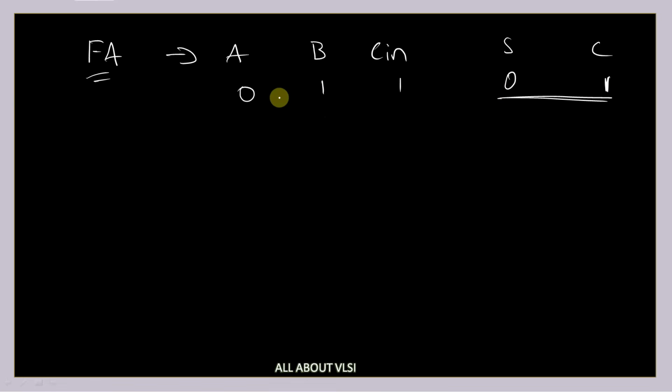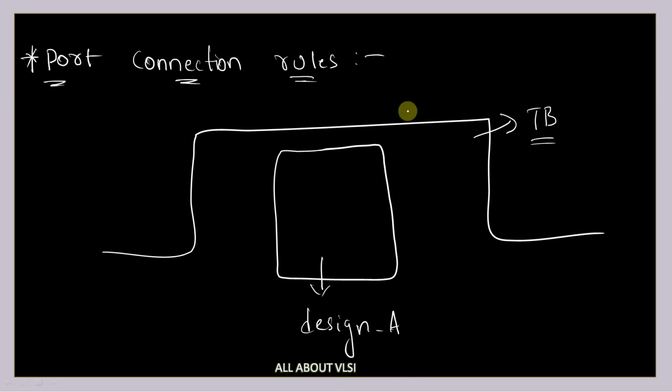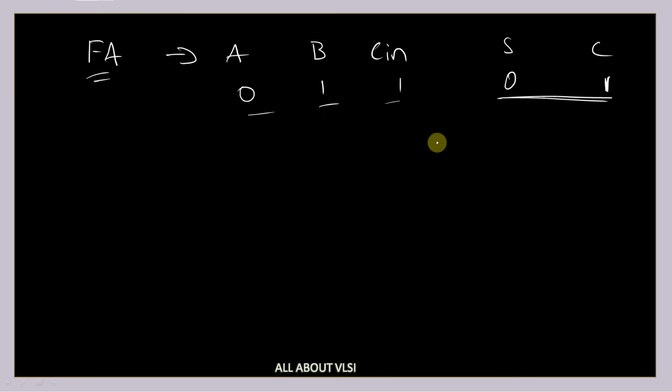Now, who is providing the inputs A, B, and Cin into our design? The test bench is providing this stimulus to our design. Once the test bench has provided this stimulus, the design will provide the output, that is sum equal to 0 and carry equal to 1, and that will be collected in our test bench. The collected values will be cross verified with the expected values, 0 and 1. If we get the same values, then we can make sure that our design is working correctly.